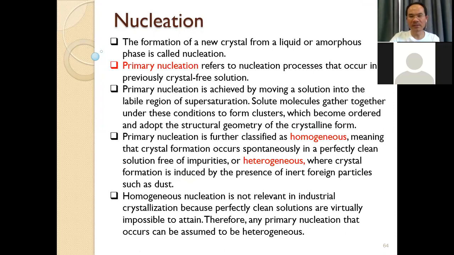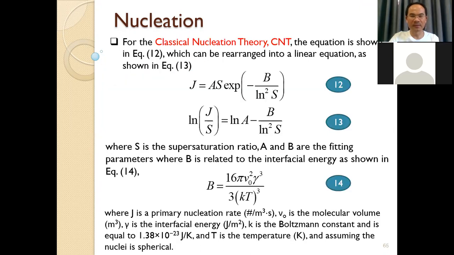I talked to you already about this case. What is the primary nucleation? We separate it into homogeneous and heterogeneous. And did I show you the equation that can describe the nucleation? That's the most common theory, the classical nucleation theory. We can estimate the nucleation rate in terms of J. J is the nucleation rate.